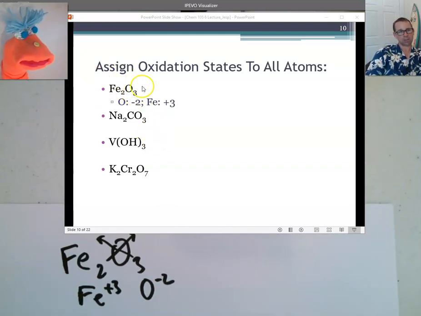Because it's an ionic compound that's made of simple monatomic ions, the oxidation numbers of the elements are the charges on those ions. All right, what about this one here? Na2CO3. One thing we want to remind ourselves is that the iron's oxidation number was not the sum of the oxidation numbers on the iron. It wasn't a +6. All we're interested in is the oxidation state of each individual atom.